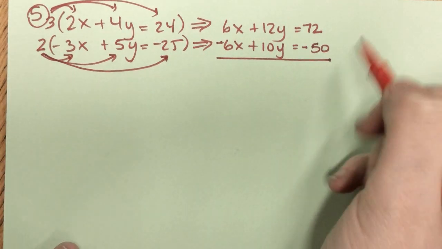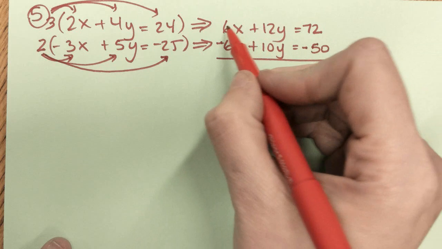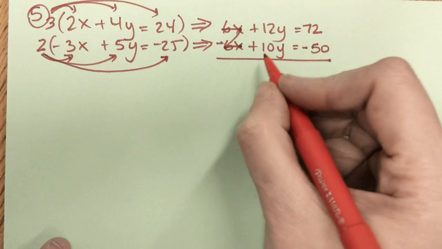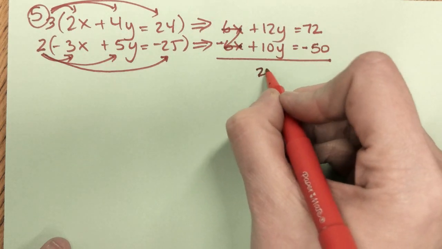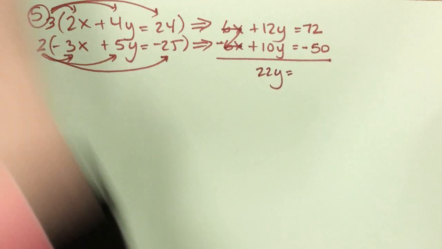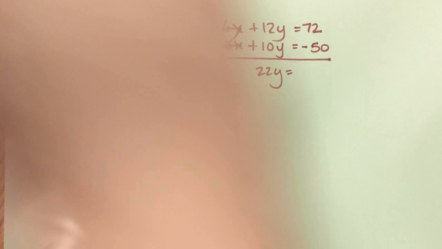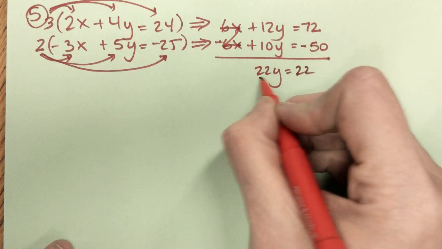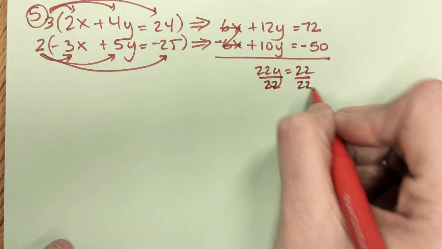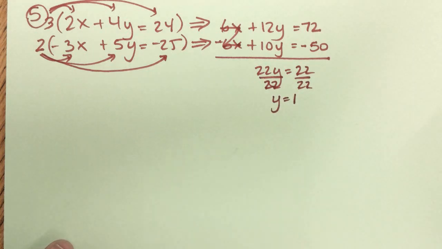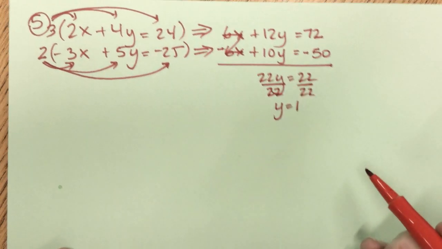Okay, so now I'm going to look and see what I got. Okay, well, these 0 away. 12 plus 10 is 22y. 72 minus 50. Oh my goodness, 72 minus 50 is 22. Oh, yay! 22. Want to divide both sides by 22? I get y equals 1. Okay, so I think y is 1.